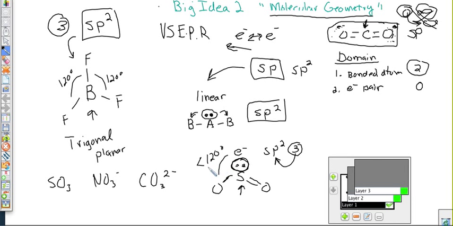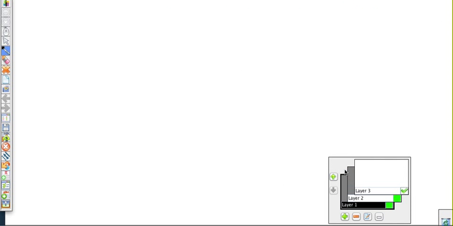So the angle is actually, I did that wrong. So the angle is greater than 120 on either side. That's the case. And down here, the angle will be less than 120. All right, so that's kind of a way to think about that. And then remember, this being trigonal planar, the shape of this is what we call bent. And so here's where a lot of this memorization comes into play.